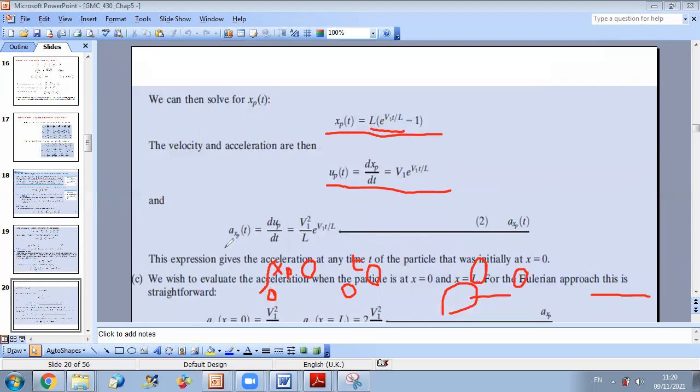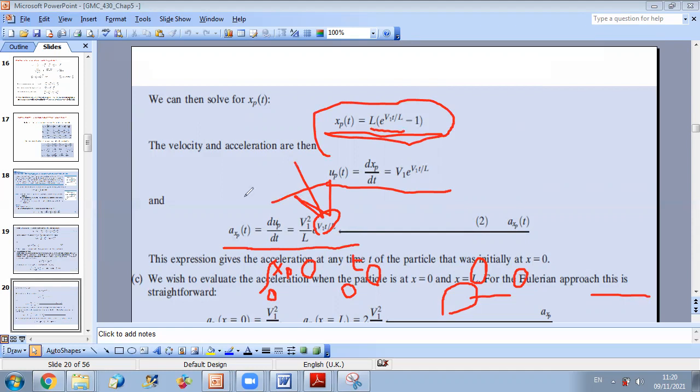And finally, to get the acceleration of the particle, we derive u with respect to time. So we get v1 squared over L exponential v1t over L. Now you will tell me, but the expressions are different. It's true that the expressions are different. Here we found a function of time. Before we found it function of x. But look, if you go back to your Eulerian expression, and you replace x by this function of time, you will end up with this result.